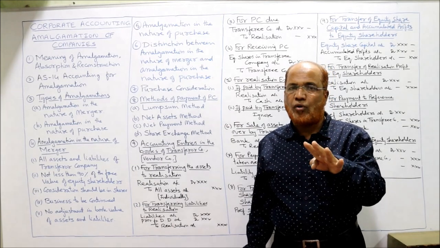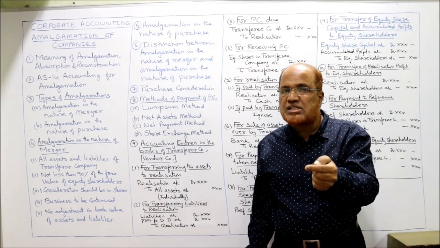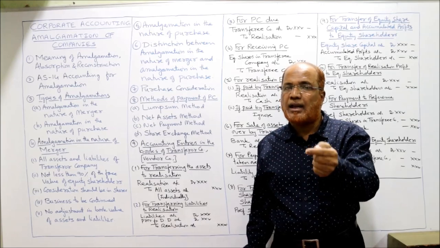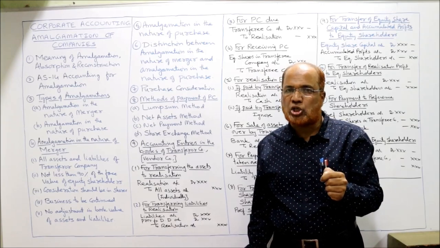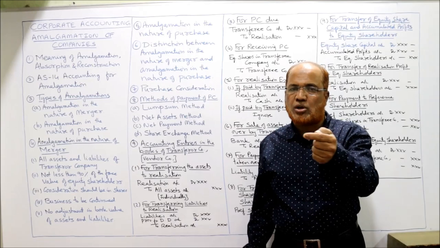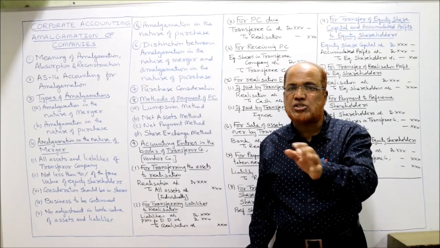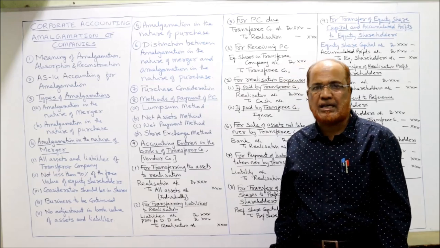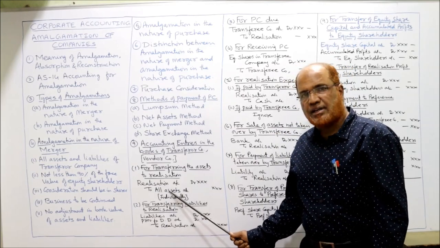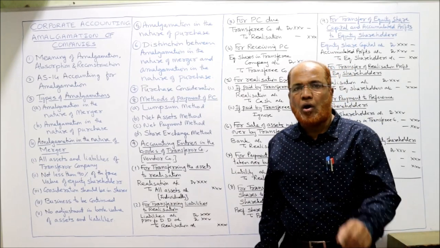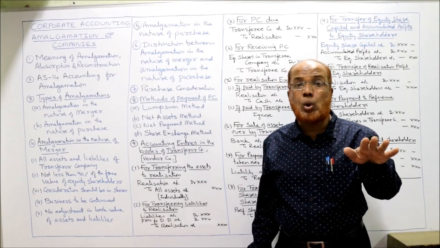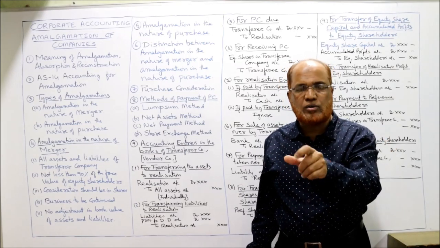Fourth point, if any fictitious assets are given on the asset side, like P&L account debit balance, accumulated loss, or discount on issue of shares, or discount on issue of debentures, these are fictitious assets, don't transfer them to realization. By passing the first entry, all the assets accounts will get closed.